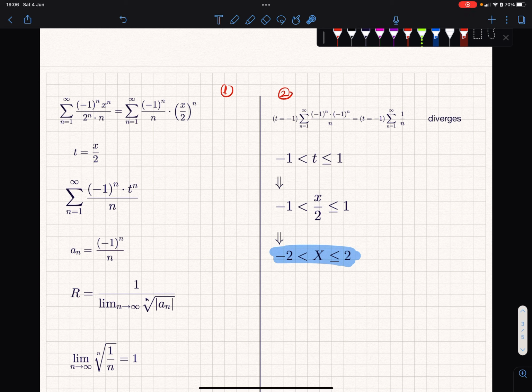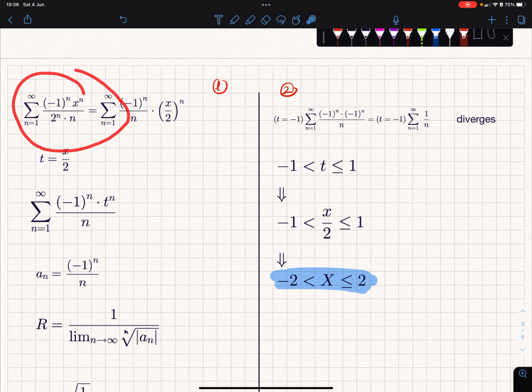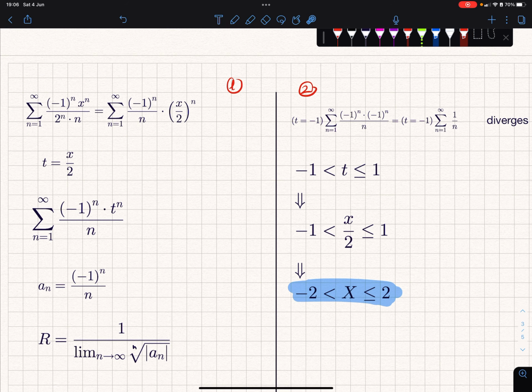So the first series will be this one: (-1)^n multiplied by x^n over 2^n multiplied by n. First of all, I use a little bit of algebra to write this. Okay, so they are identical, they're equal.